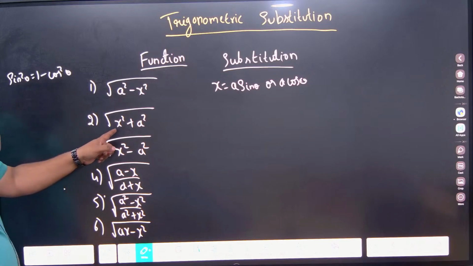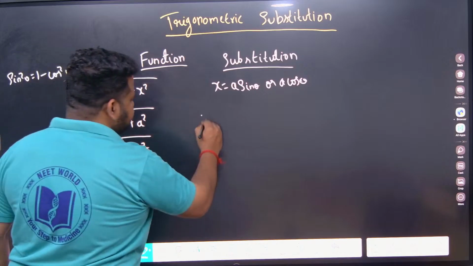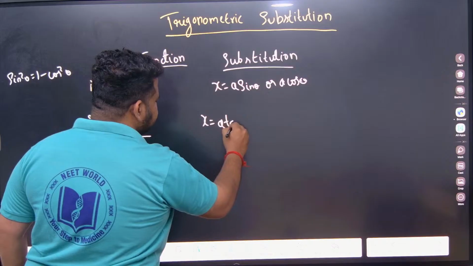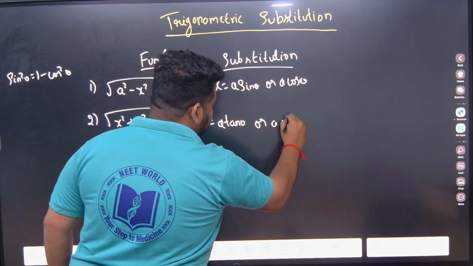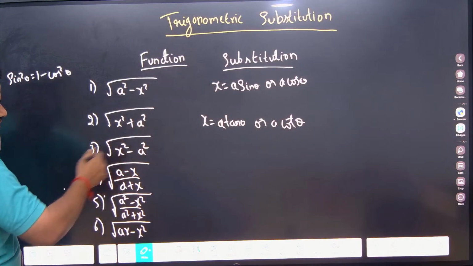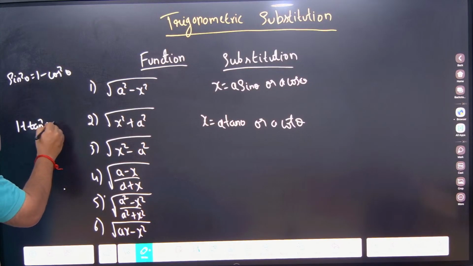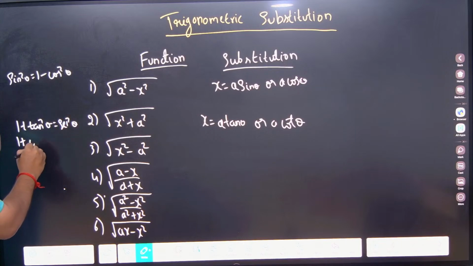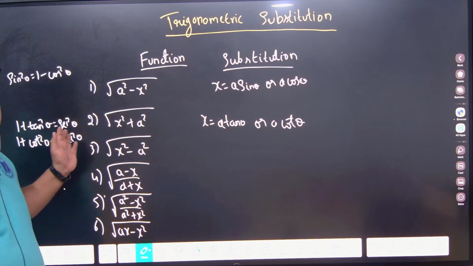Similarly if you look here, root of x square plus a square, here you can put x is equal to a tan theta, or you can put x is equal to a cot theta. Why am I putting this? Because we know that 1 plus tan square theta will be equal to what? Secant square theta. Similarly 1 plus cot square theta is equal to what? Cosec square theta. These identities will come into play here.